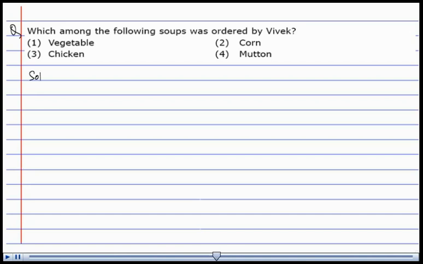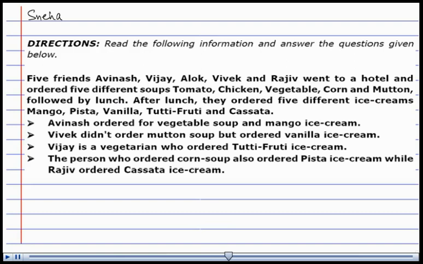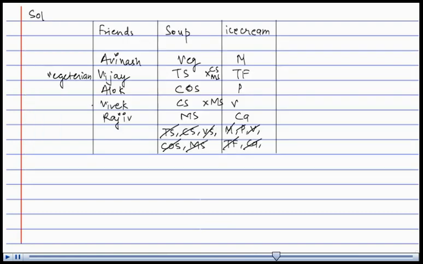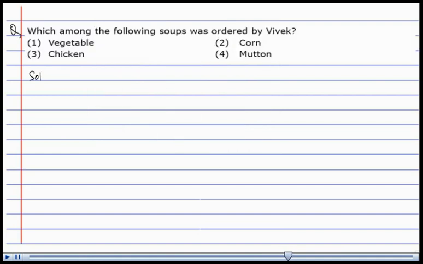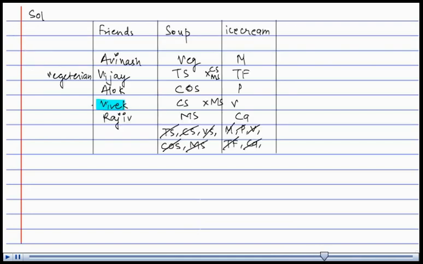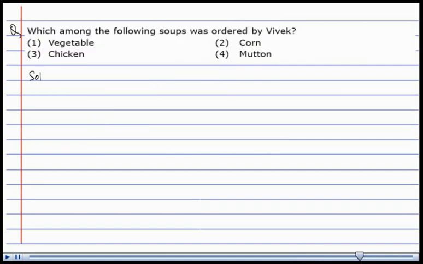As we have seen in the first part of the question, the complete information given to us is in a caselet format. So this can be converted into a tabulated structure as shown below. With the help of this table, we can answer our question: which among the following soups was ordered by Vivek? As we can see in the table, Vivek ordered the chicken soup, denoted by CS. So, the correct answer for this question is option number 3.